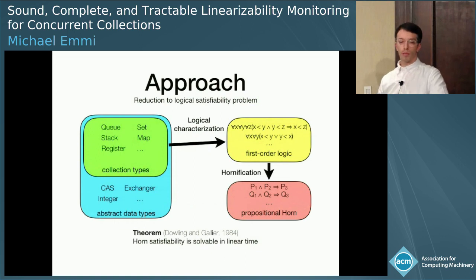So a higher level of our approach here is basically to reduce linearizability to a logical satisfiability problem. In particular, out of the space of all possible abstract data types, we're going to try to hone in on a set of abstract data types, which we call collections, which admit logical characterizations, which can then be reduced to propositional Horn formula. And it's well known that propositional Horn satisfiability is solvable in linear time. So as long as our reductions are all polynomial time, such a reduction would actually give us a polynomial time algorithm for linearizability.